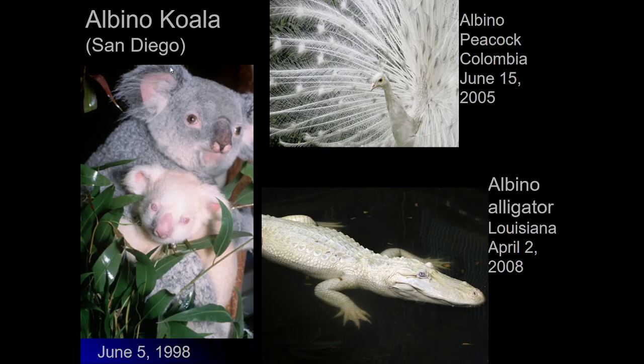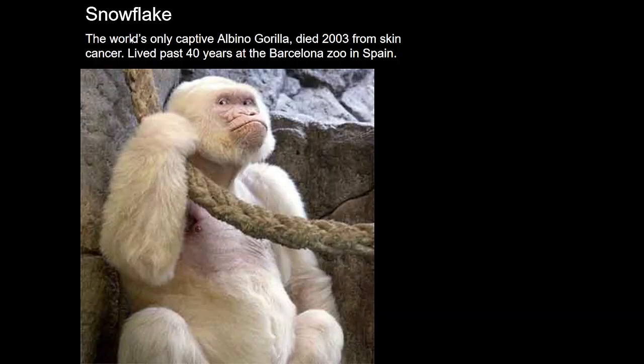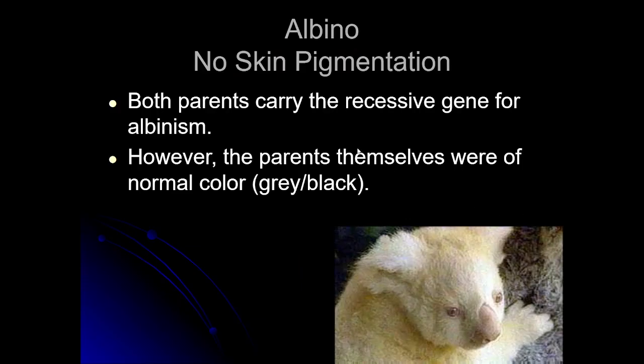Some examples include the albino koala, the albino peacock, and the albino alligator. A very famous example is Snowflake, the world's only captive albino gorilla. He died in 2003 from skin cancer, having lived past 40 years old at the Barcelona Zoo in Spain. Albino means no skin pigmentation. Both parents carry the recessive gene for albinism. However, the parents themselves were of normal color.